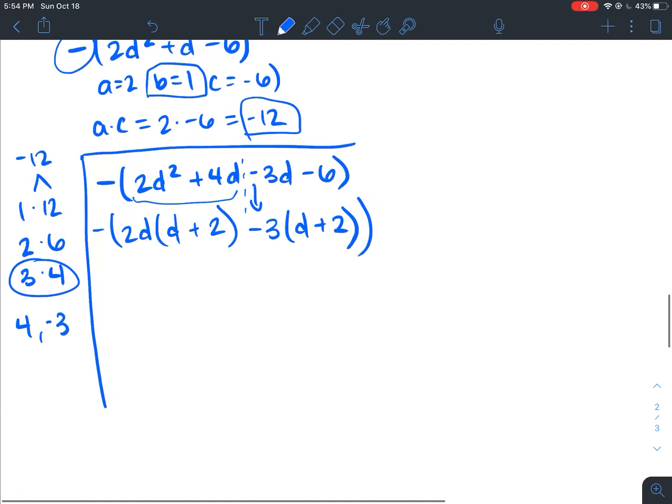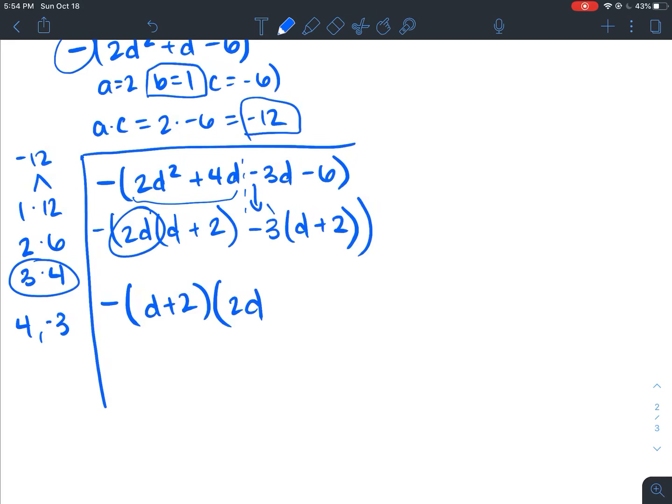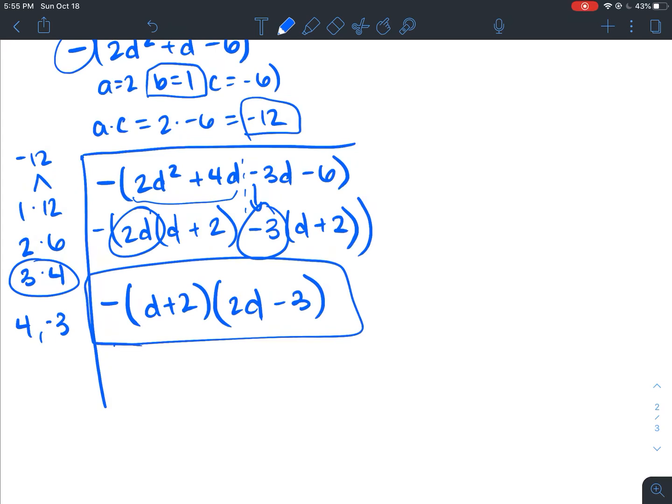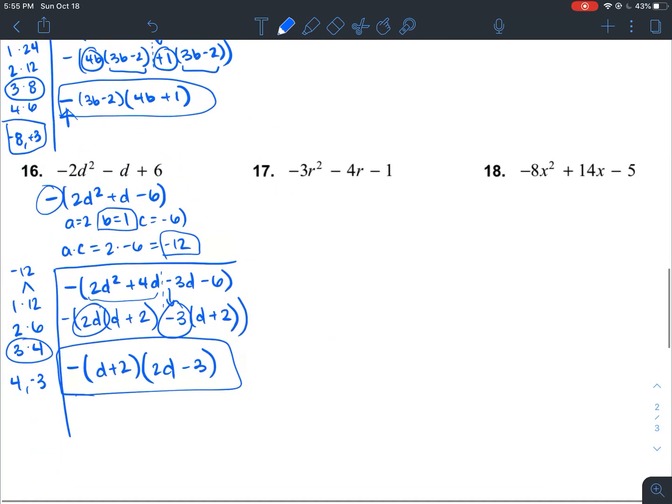Alright. So we have a negative sign, and we have a common binomial factor of d plus 2. So we can take out the d plus 2. So when we take out the d plus 2 from the first term, we're left with 2d. And from the second term, we're left with minus 3. And there you go. Okay, so hopefully you were able to follow along.